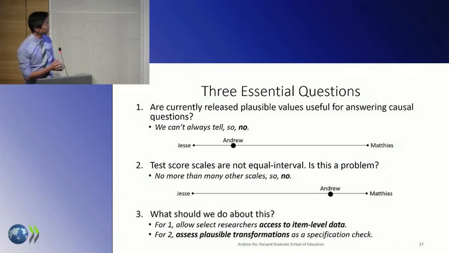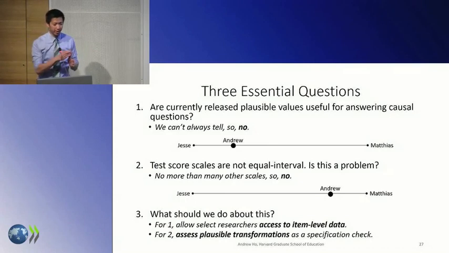Number two, test score scales are not equal intervals. Is this a problem? I think less of a problem than I even used to think back when I was in the heart of this research, maybe 10 years ago or so. I'm not so sure. I think it's interesting, and there are some really clever solutions coming up to scale tests to a particular reference, but the reference can always change. I think the key is to be clear about what that reference is.